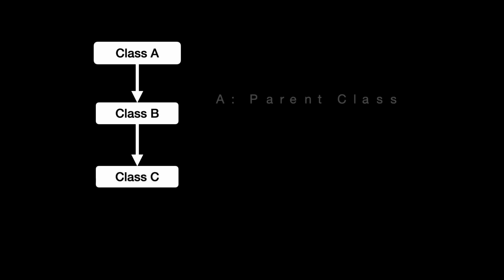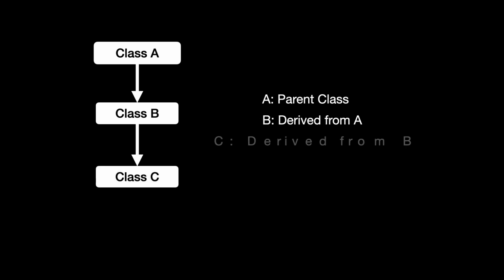So let's go to the same example. Here we have seen class A, class B and class C. Class A is a parent class, class B is derived from A and C is derived from B. So now C has the features of B and A, and B has the features of A. So here C is the luckiest one, where it is inheriting both the class A features and the class B features.